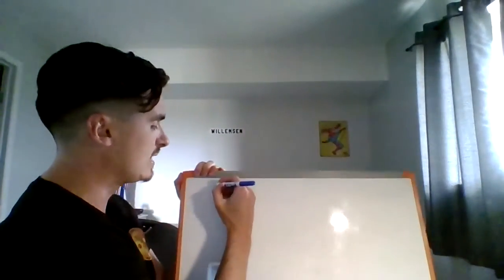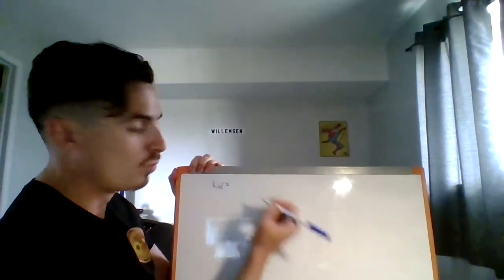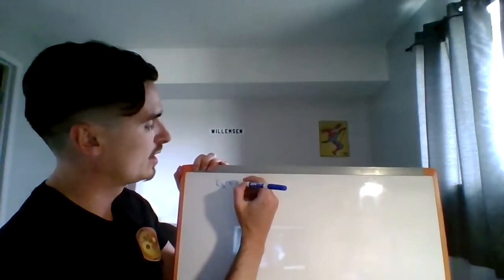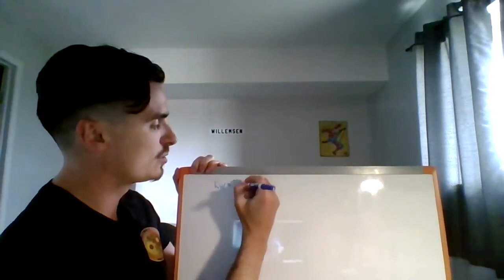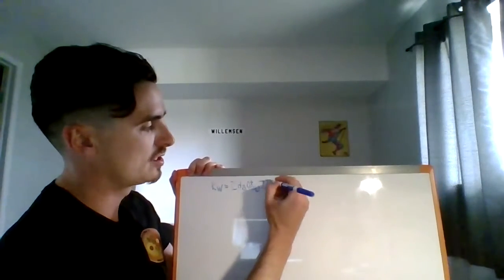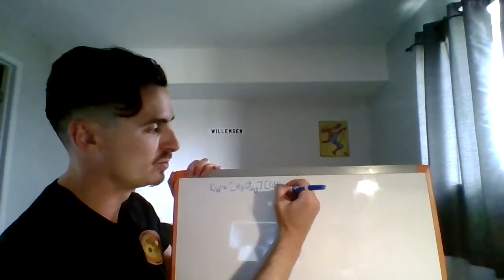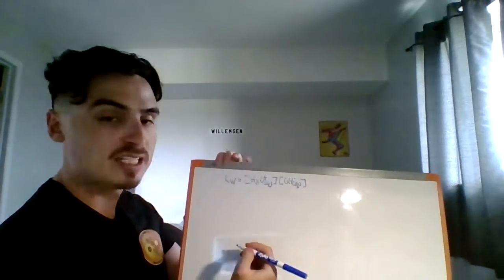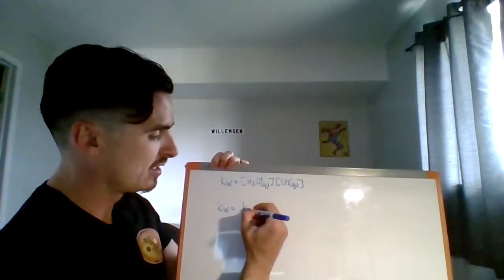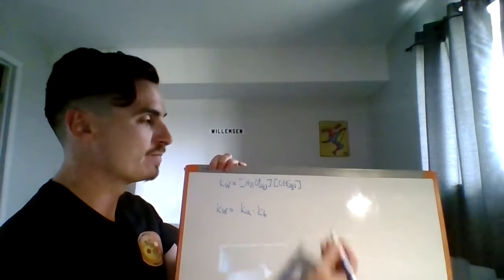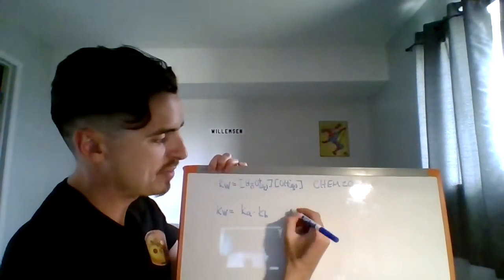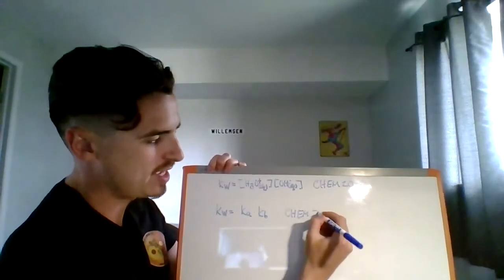learned what Kw was. Kw was the equilibrium constant for water's autoionization, which last year we said was equal to the concentration of hydronium times the concentration of OH minus. Still true. This year we're learning something new, which is basically saying the same thing. It's Ka times Kb. So this was Chem 20, and this is now Chem 30. They mean the same thing, okay?